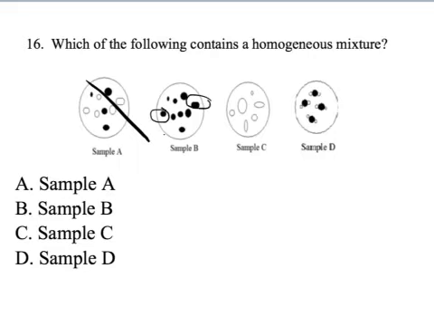Same with sample C. Now we come over here, and they're all a black circle bonded to two clear circles. Every one of them is. It is a homogeneous mixture because it's the same throughout.